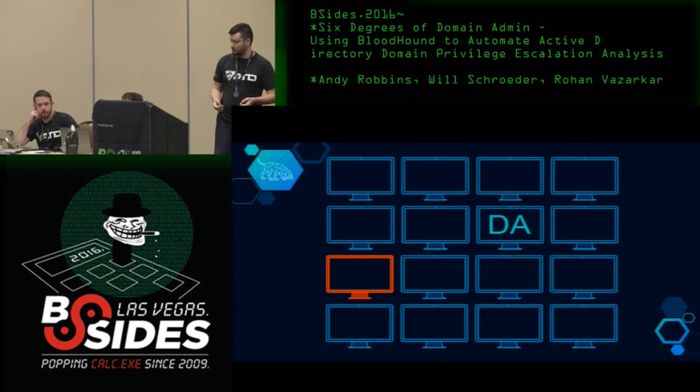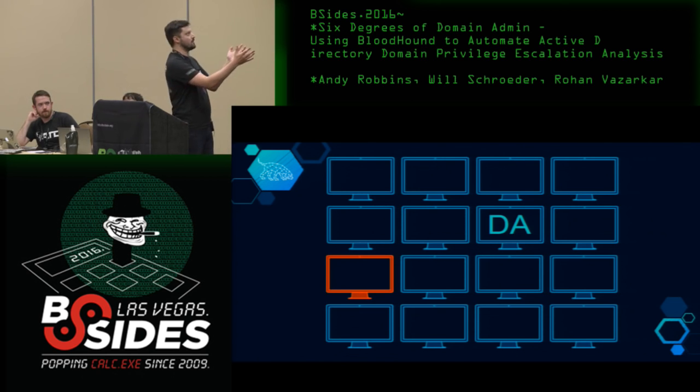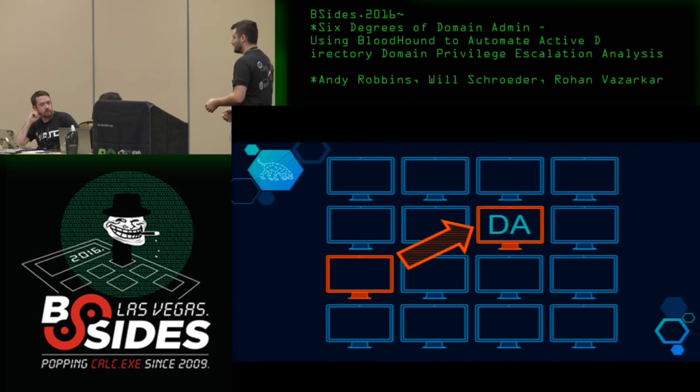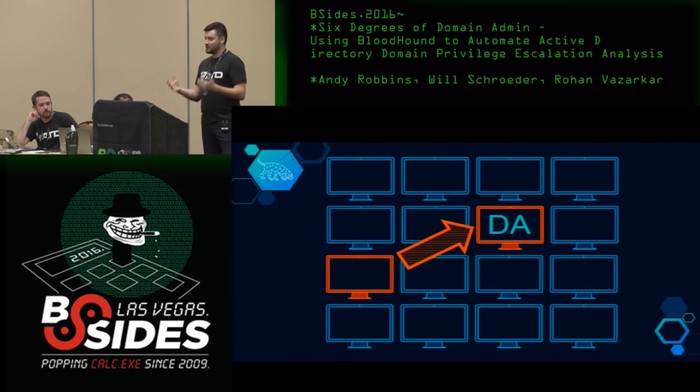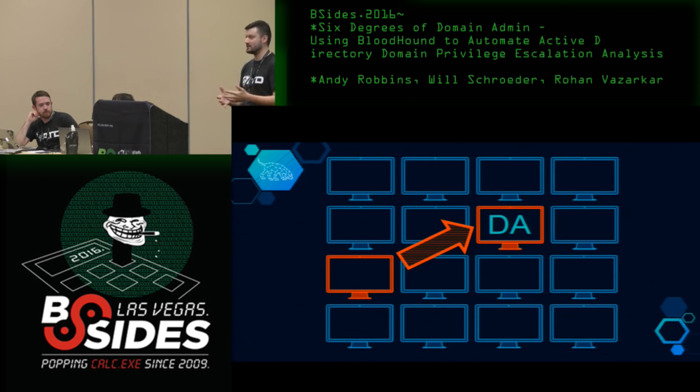So did that click work? Okay, there we go. Cool. So the solid blue lines on these computers represent systems that we now have the ability to pivot to. And lo and behold, who should appear but the domain admin on a system that we can pivot to? So we pivot over to that machine. We run Mimikatz. We collect that domain admin's password in clear text. And we win. We're awesome.